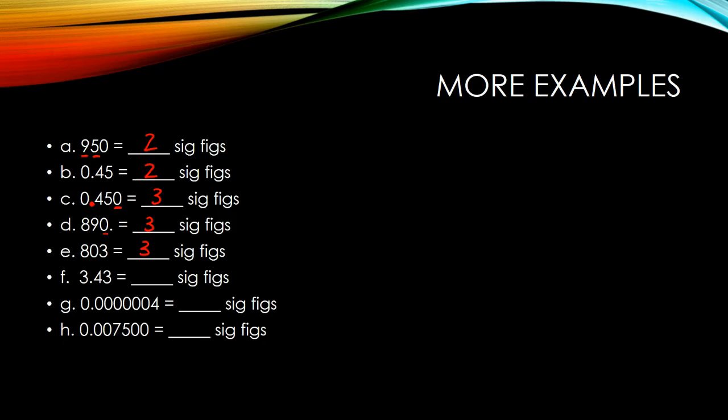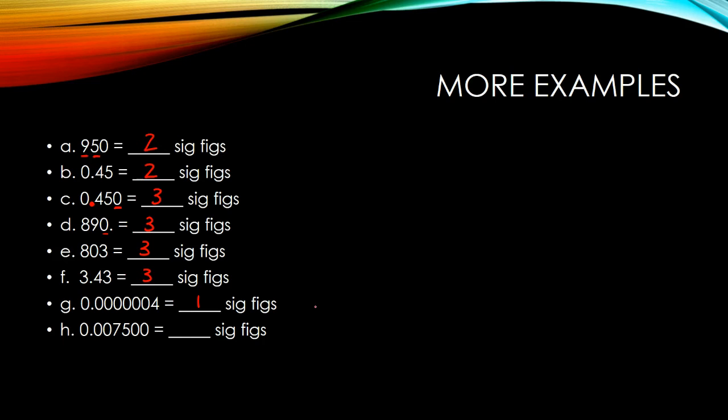3.43. This one's easy. 3 sig figs again. Then if we're looking at our next one, 0.0000004, remember all those leading zeros don't count because there's no non-zero digit up front. And so that means that this is 1 sig fig. So just on a side note, if it helps clarify things, because it's starting with a 0, all of those zeros don't count.